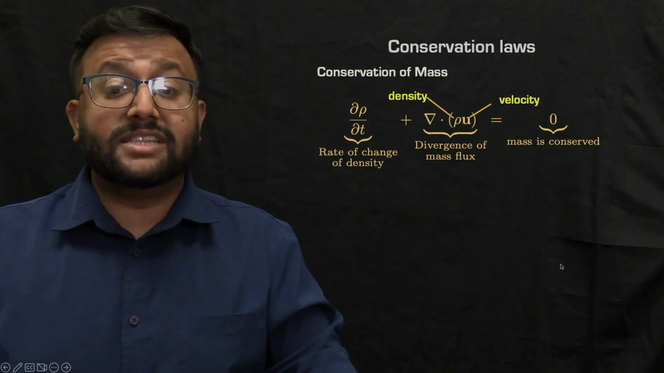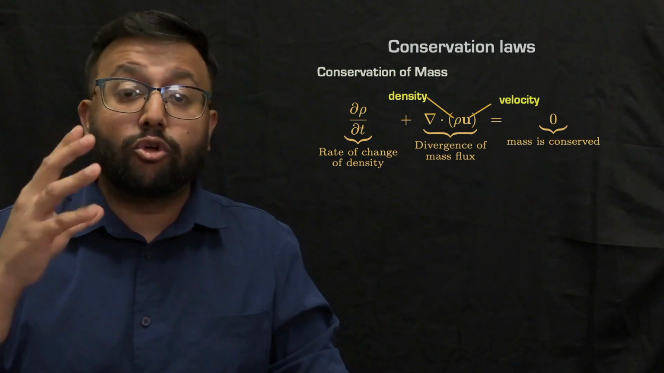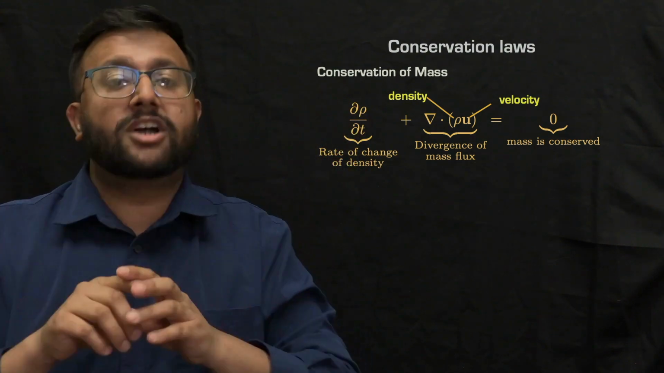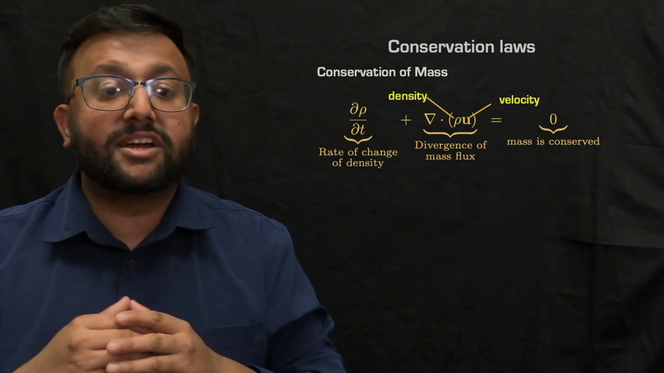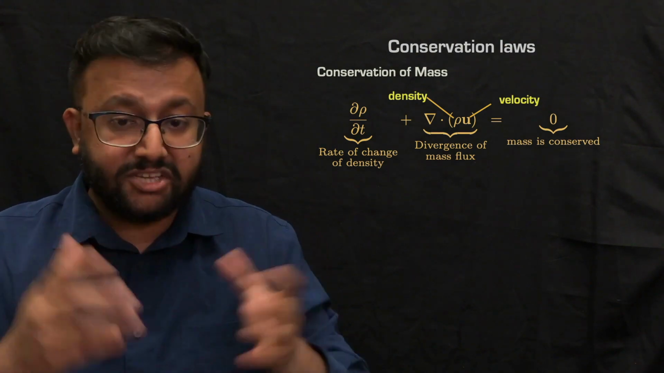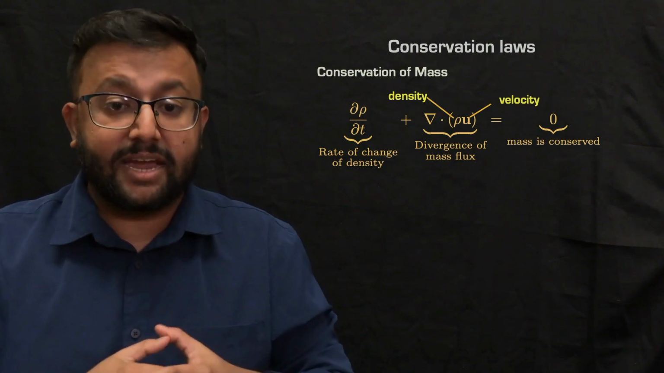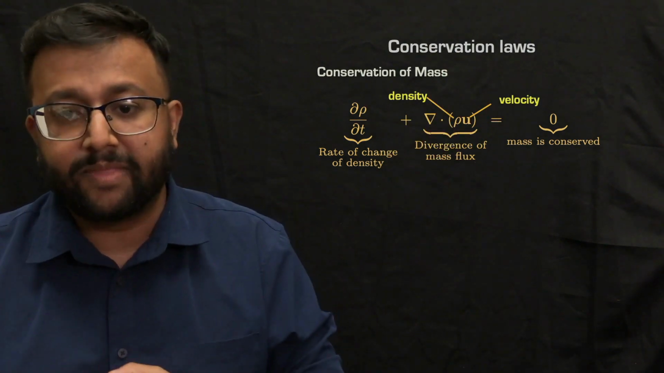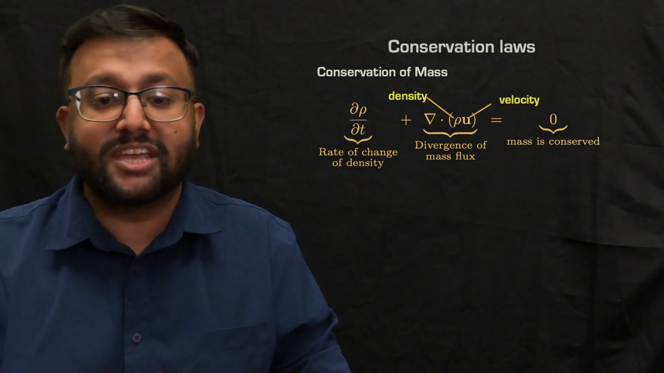The first law is the conservation of mass, which states that mass entering a control volume must be equal to the mass leaving, assuming there are no changes in mass within the volume itself. So mathematically, this is written in terms of the time rate of change of density, rho here, and the divergence of mass flux on the left-hand side. You can think about divergence as being outgoingness of a particular quantity. And because you want to maintain mass balance, the right-hand side of this is 0.